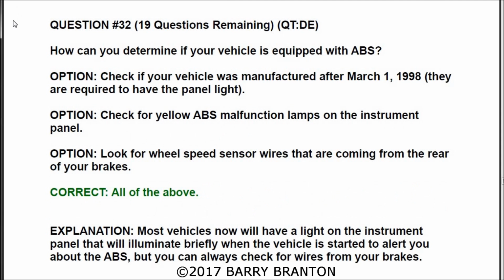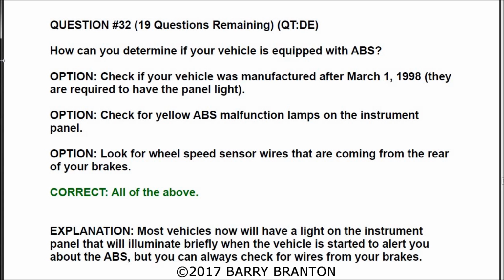Okay, question number 32. How can you determine if your vehicle is equipped with ABS? Now, in this particular situation, all the answers are correct. So let's go over each one. Check if your vehicle was manufactured after March 1st, 1998. They are required to have a panel light.